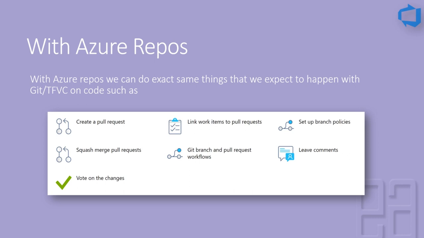With Azure Repos, we can do the exact same things that we expect with Git or TFVC on code, such as creating a pull request, linking the work item to the pull request, setting up a branch policy, squash merge pull request, Git branch pull request workflow, leaving comments, and voting on changes. Leaving comments and voting on changes are something pretty new to Git itself, and you can keep on adding smileys and all that stuff, which was introduced in TFS at the Build conference earlier this year. It is really awesome to see that all these fancy little things are something the community was expecting for a pretty long time now.